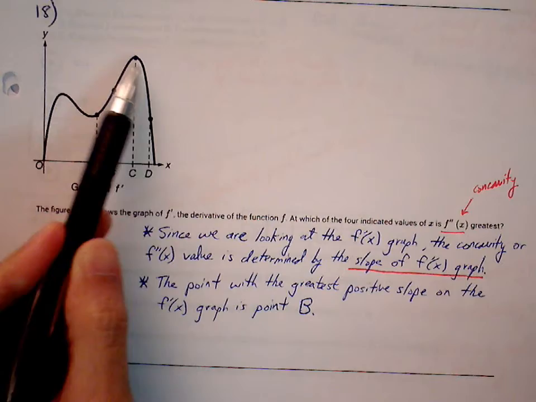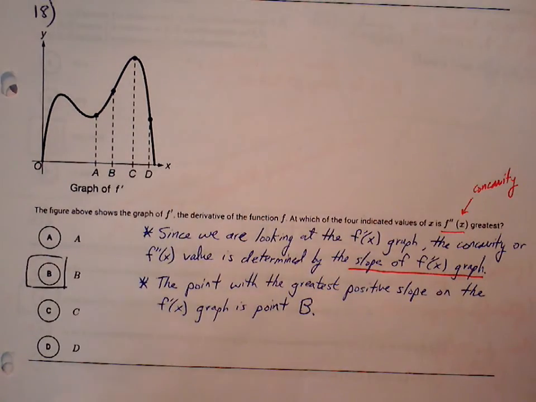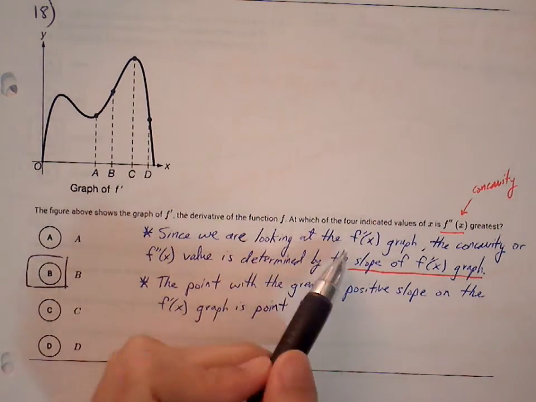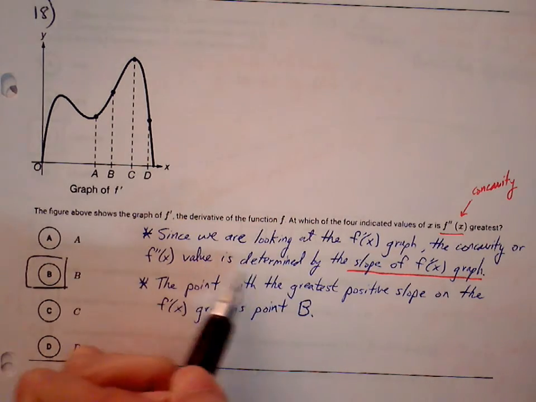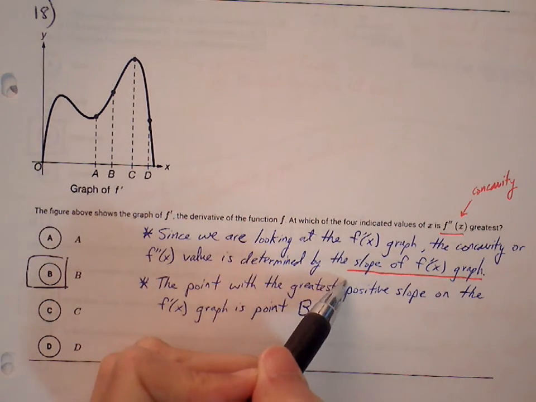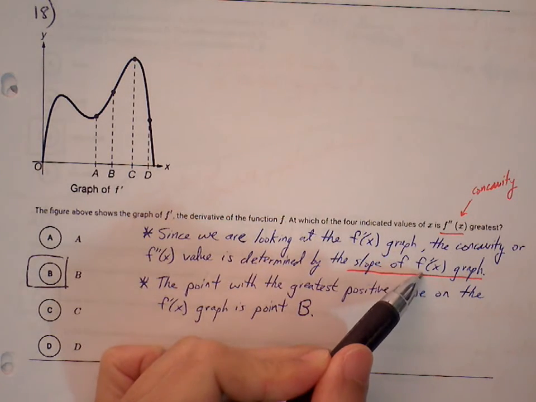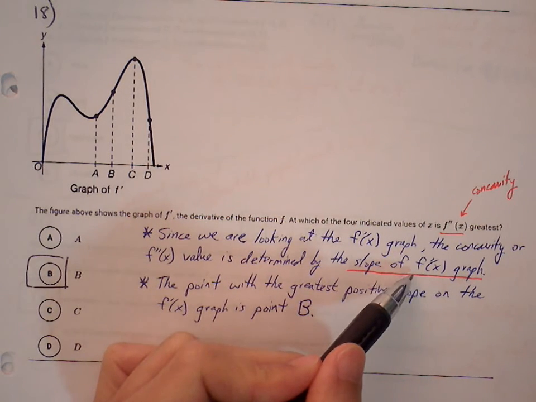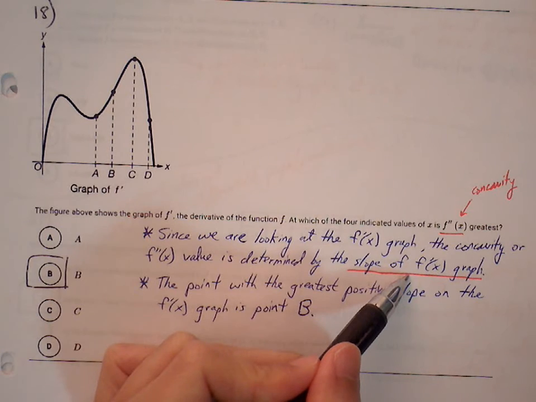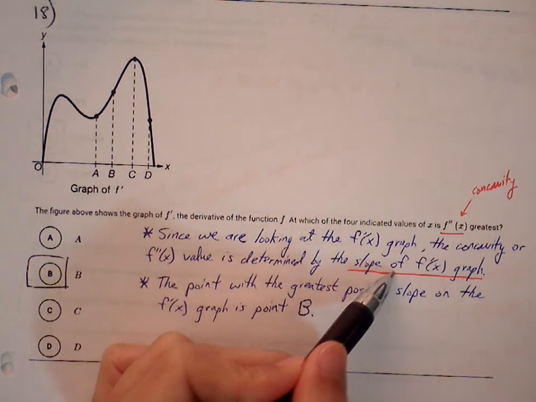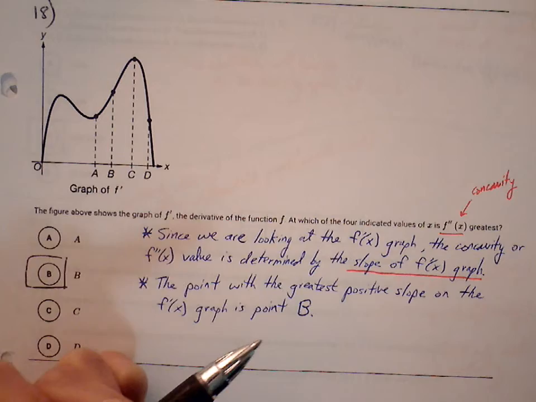If we're looking at the f prime graph, the concavity, or the f double prime value, is determined by the slope of the f prime graph. So we're basically looking for what is going to be the greatest slope of this f prime graph. Whichever point has the highest slope value is going to be the one that has the greatest concavity.